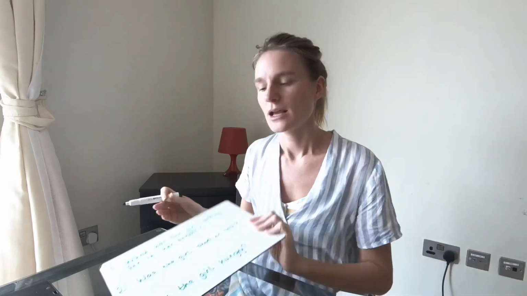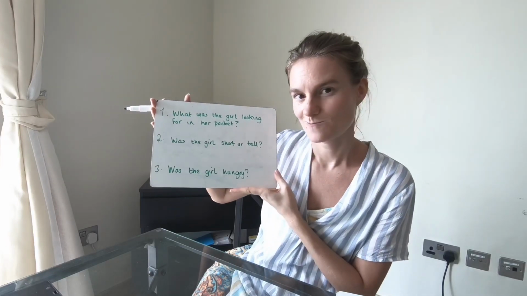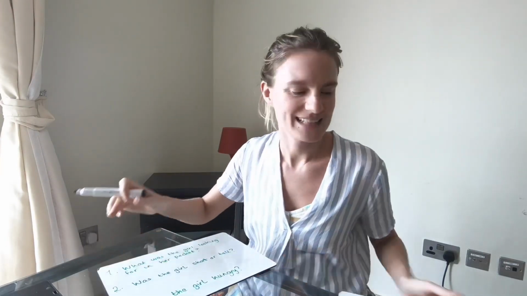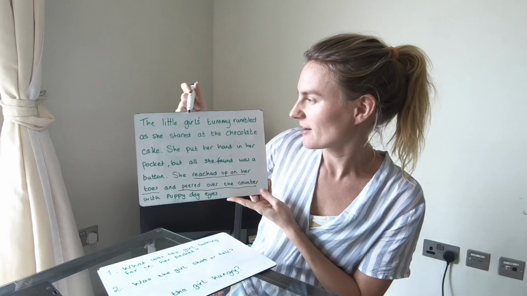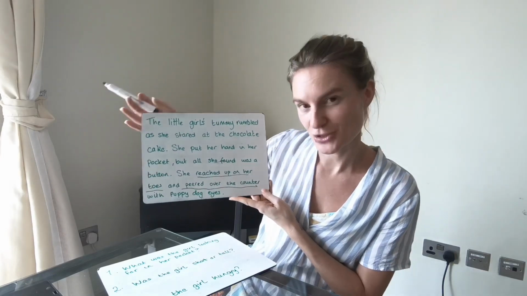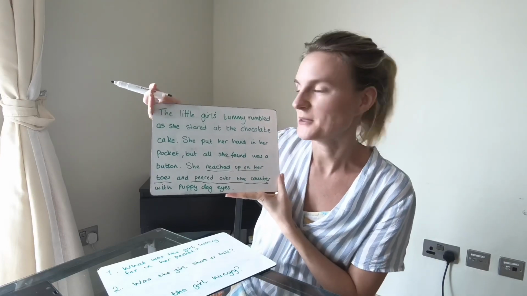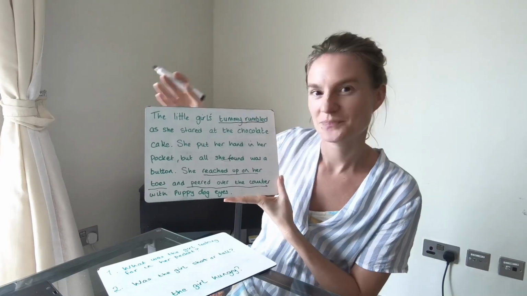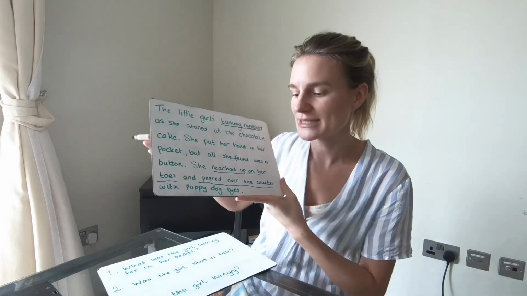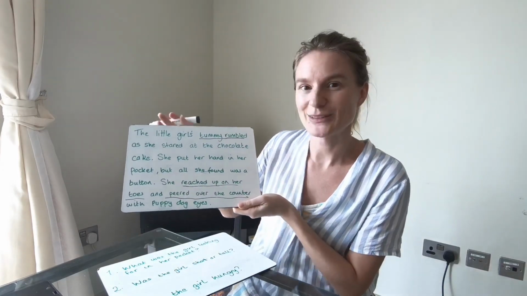Okay. Another question. Was the girl hungry? Let's have a look at our evidence. The little girl's tummy rumbled. What happens to your tummy when you're hungry? Does it go and start speaking to you? Mine too. So the girl's tummy rumbled. That's our evidence, isn't it? We're inferring that she's hungry. So we would say, yes, the girl was hungry because in the story, her tummy rumbled.